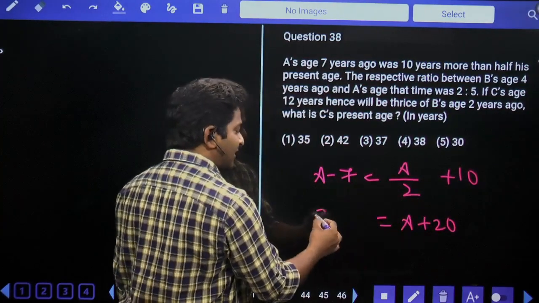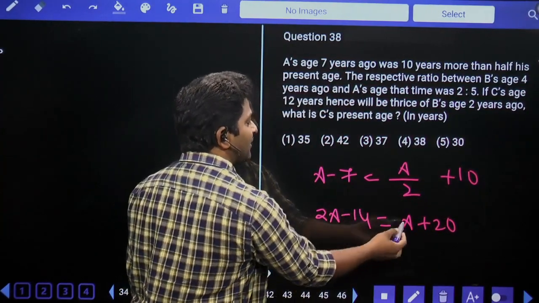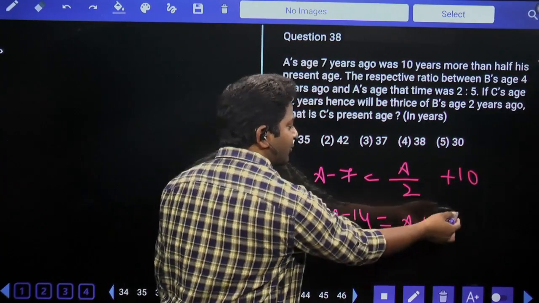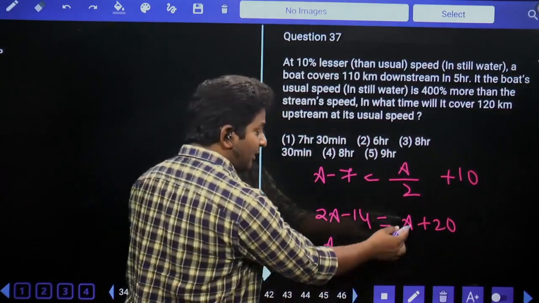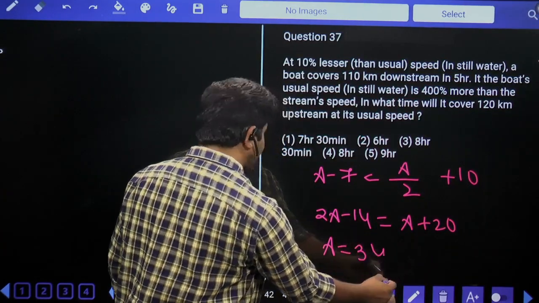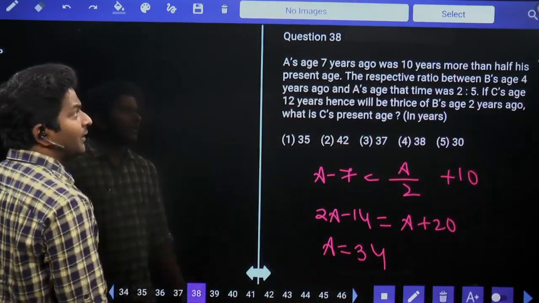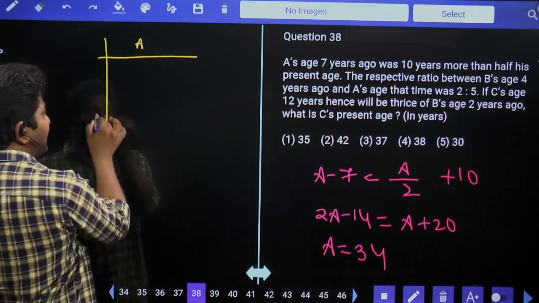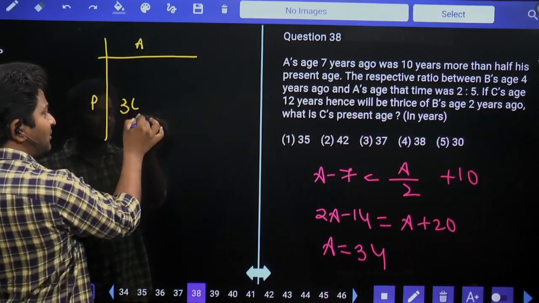Take 2 to the other side. That is 2A minus 14. When you take A to the left hand side, A is equal to minus 14 goes to the other side, plus 14. 20 plus 14, that is equal to 34. Now, present age of A is equal to 34.